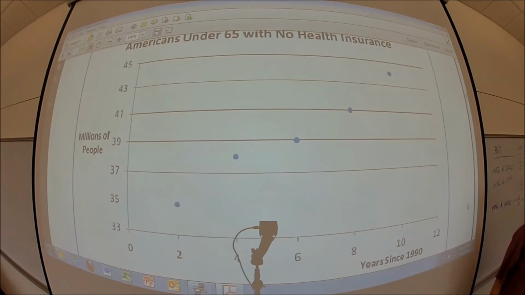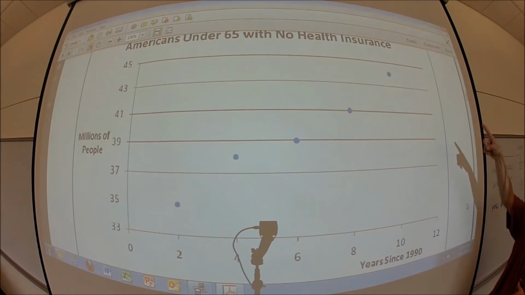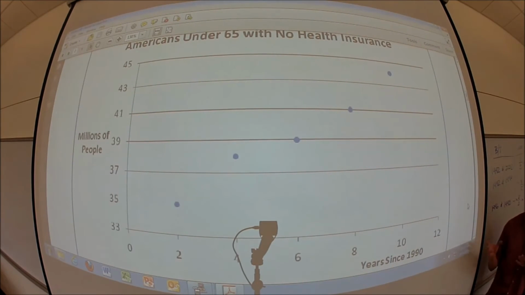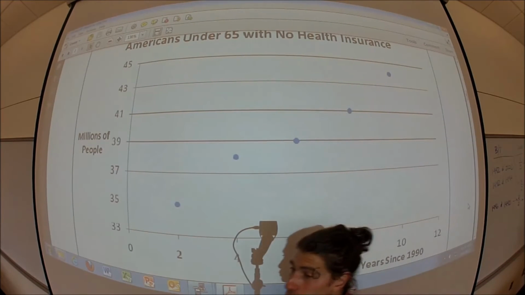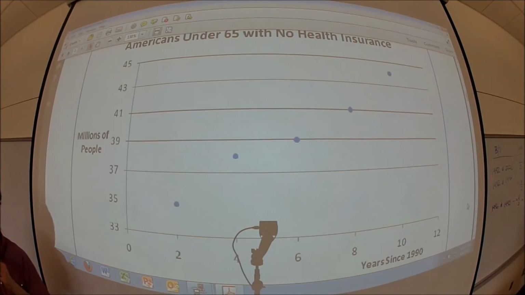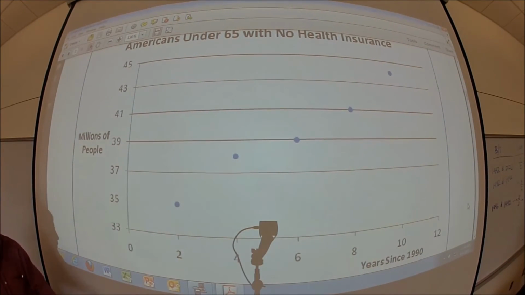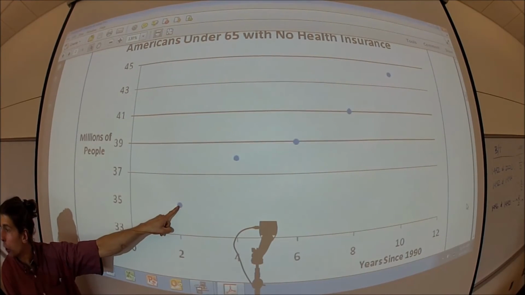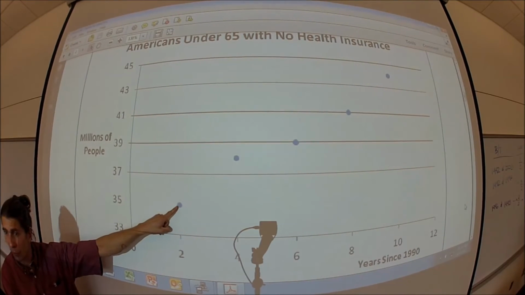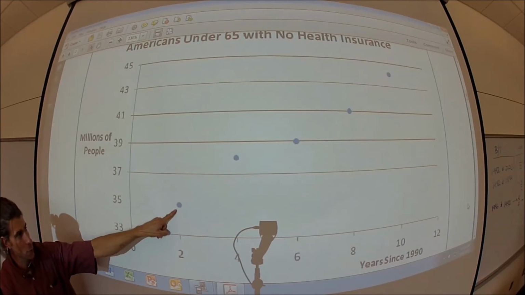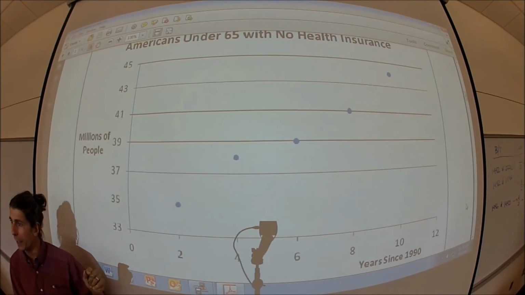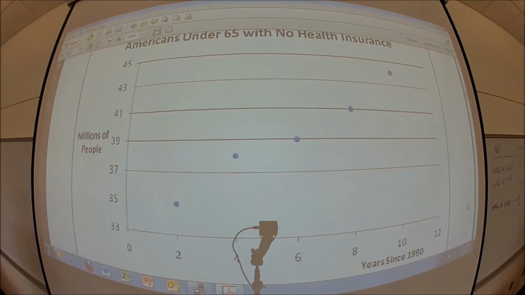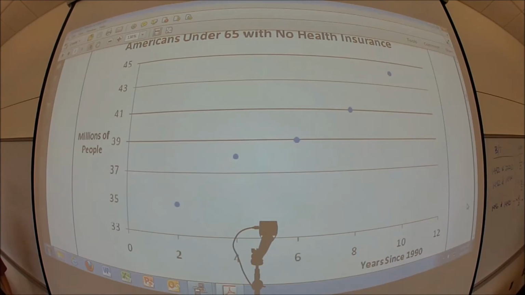Up there, you've got millions of people that are uninsured with no health insurance. And this way, each point tells you something about the situation for that year. So this point right here, what are the coordinates of this point right here? 2, comma, which means what? In context. That's the coordinates, perfect coordinates. Y and X. Y at X.